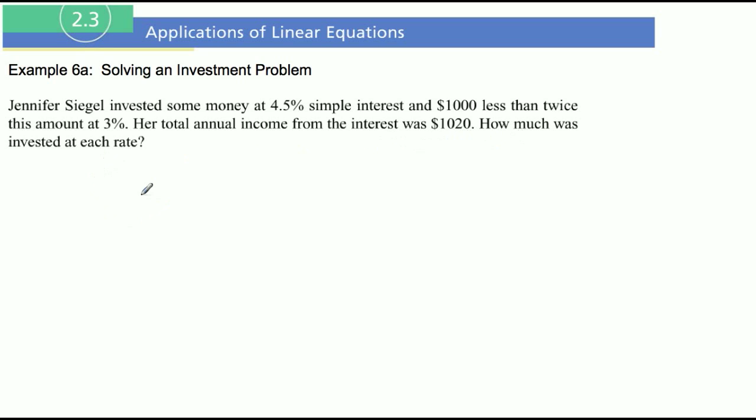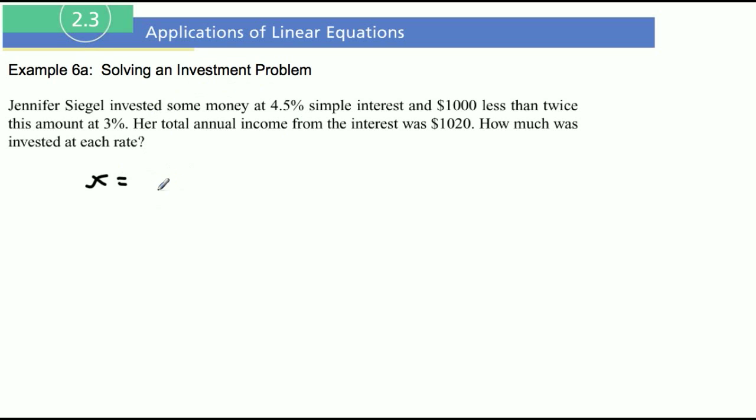So we have two investments really. We have one at 4.5% and we have one investment at 3%. So we want to go ahead and see if we can write some kind of an equation here. Before we even dive into the equation, let's first give our variable some context. What is it that we don't know? Well, it says Jennifer invested some money. How much? Well, we have no idea. So that's what I'm going to call my x.